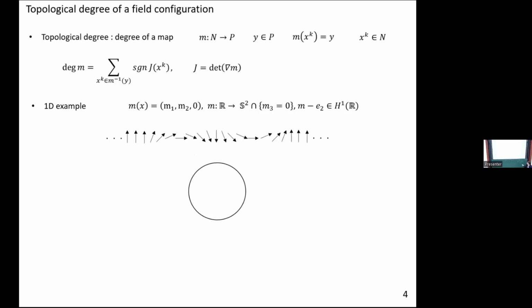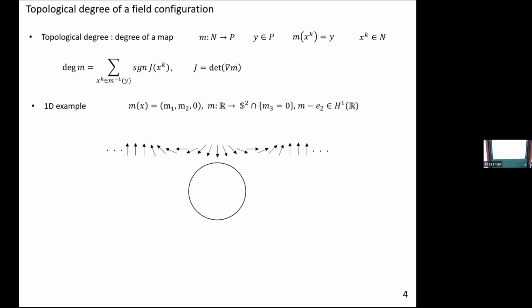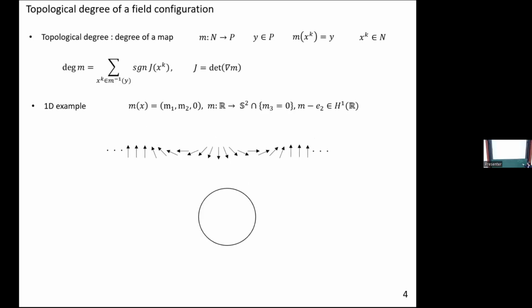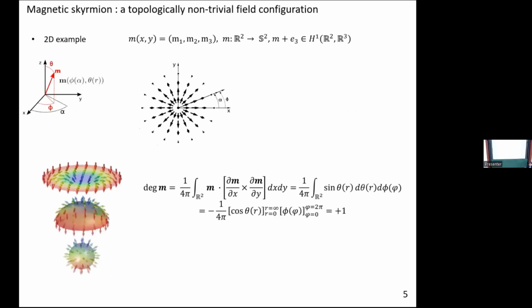If I wind this in a different way, if I turn clockwise and then counterclockwise, I don't form a knot. I get 0. And last example, I can wind counterclockwise. In that case, I form this type of rotation, and this is degree -1. Now we are going to consider the 2D case today.